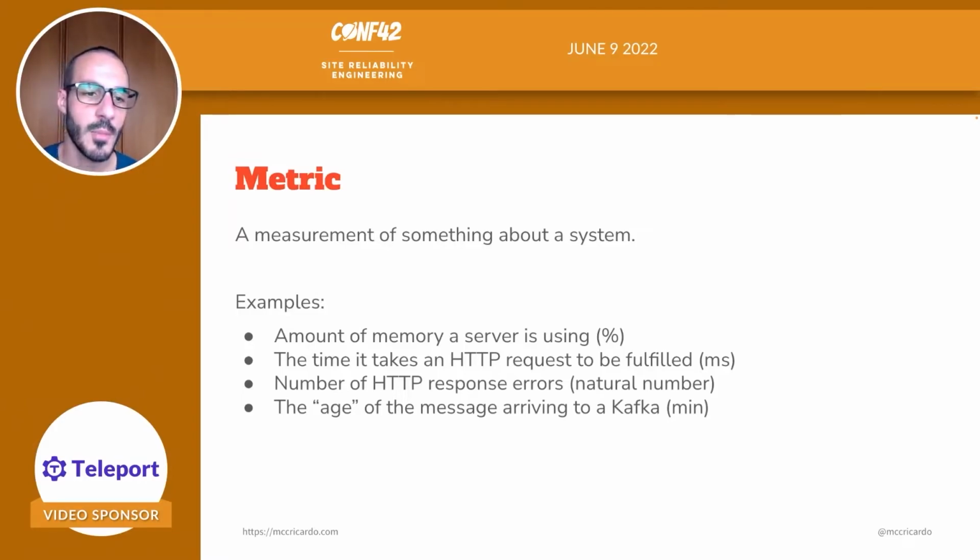So let's imagine a few examples that we have here. So the amount of memory that the server is using. The time it takes for an HTTP request to be fulfilled, so for example, in milliseconds. The number of HTTP responses that are an error. Or how old the message is when it arrives at a Kafka cluster. So these are just measurements. An event happens and we take some kind of measurement about that event.